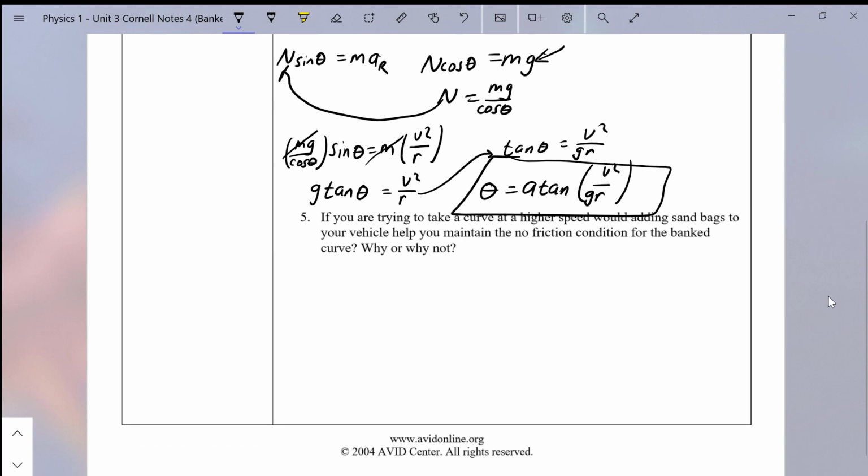So that's interesting. And if we were trying to take a curve at a higher speed, could we add additional sandbags to the vehicle to help maintain the condition for the banked curve? If so, why? If not, why not?